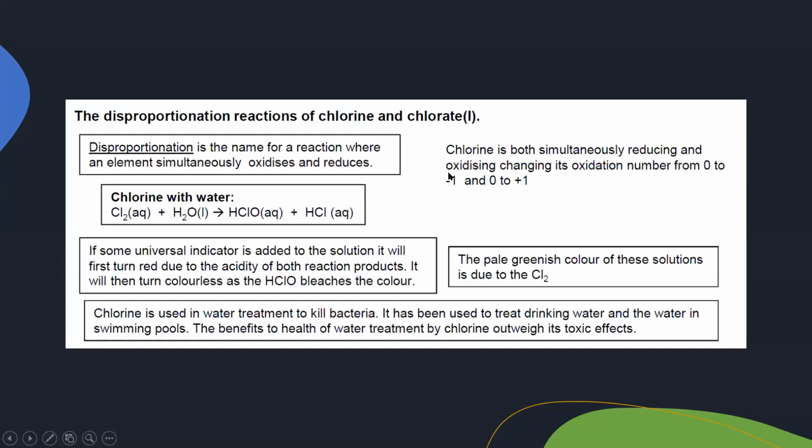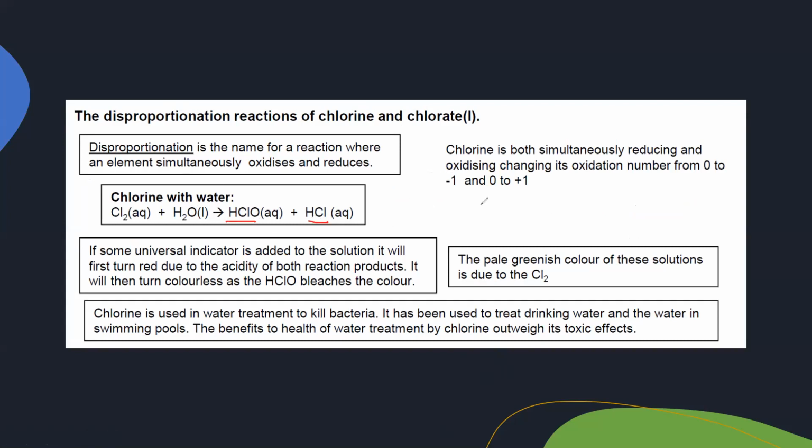Then disproportionation reactions of chlorine and chlorate(I). What happens when the same element is oxidized and reduced? In short, you can say disproportionation reaction. So for example, if chlorine is bubbled through water, it will form HClO and it will form HCl.